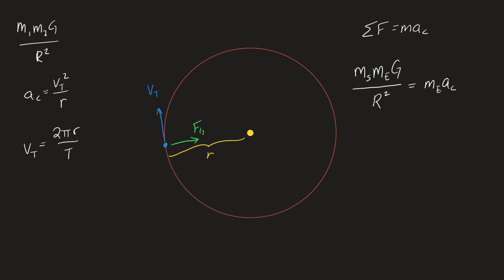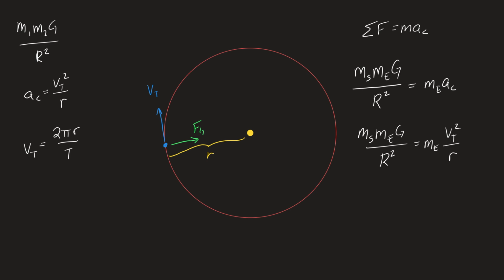All right, so that's step 1. We put in our Newton's law of universal gravitation into our formula, and we make sure we put the correct thing on the other side, the thing that's going around the orbit. Step 2, we're going to substitute in for centripetal acceleration.